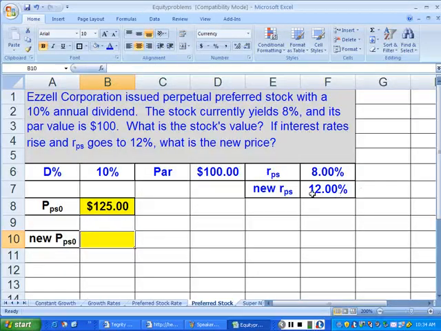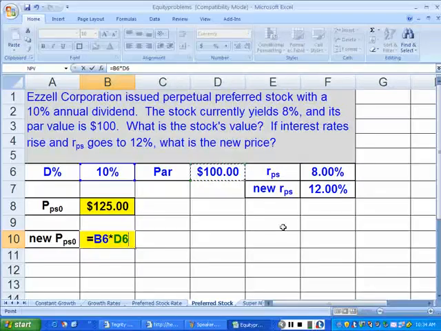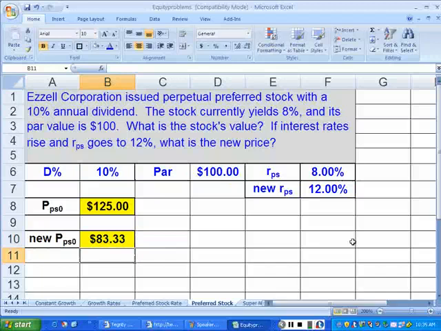If that yield, or the cost of debt, or R sub PS, however you want to refer to this, changes, we want to do the same thing and ask, well, what's the dividend? 10% times 100, so $10. We simply divide that by the new rate, and that gives us an indication of price. We anticipate it's less than $100, which it indeed is, at $83.33.